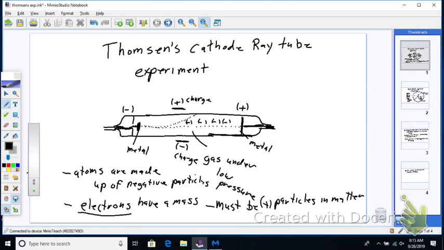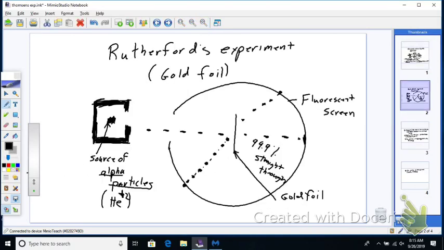They knew that this was all matter, because the metal they used was all different types of metal, and the particles were the exact same no matter what metal was used. There must be positive particles in this metal that are yet to be discovered. So then we get to Rutherford's experiment, and I'm not sure how much you have of that.